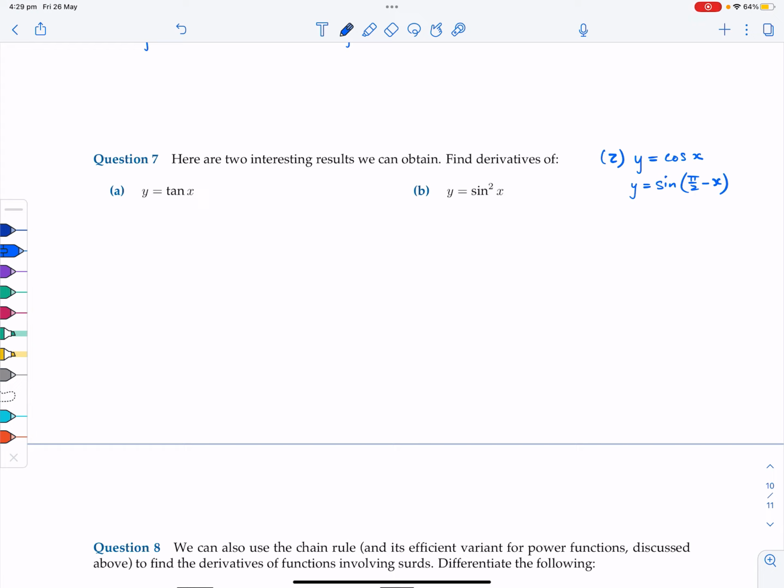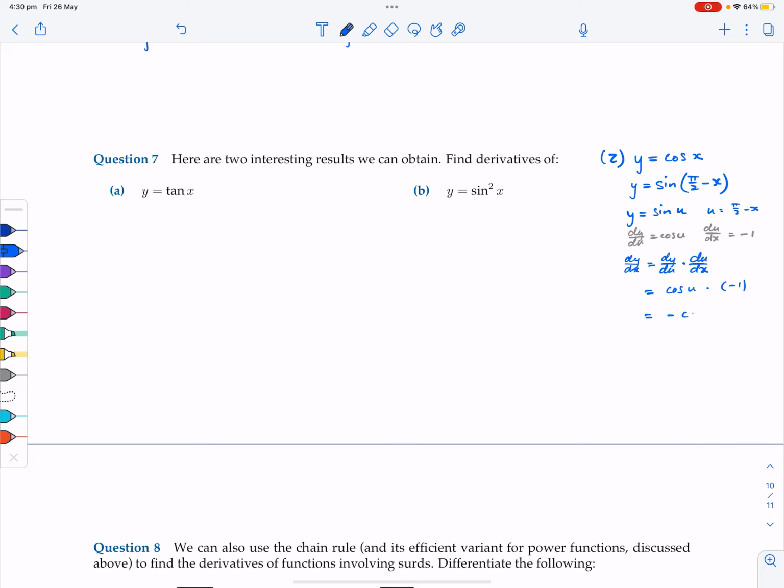That's like the complementary angle relationships. And so now I can get that's y equals sine u, where u equals pi on 2 minus x. And if I put in my grey working, then dy du is cos u, and du dx, what's the derivative of that with respect to x? Well, it's -1. And so I get my dy dx equals dy du times du dx, which is cos u times -1, and then just tidy this up.